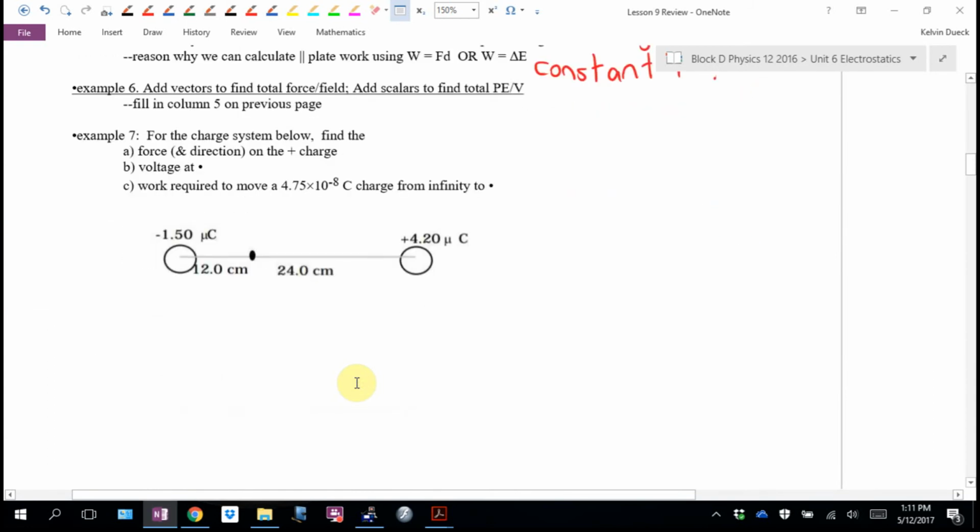So, example 7. What can I ask you if I give you 2 charges? Well, I guess I could ask you the force between the charges. Better yet, I could pick one of the charges and say, don't just tell me the force, tell me what direction it feels the force. So this says, find the force, magnitude, and direction on the positive charge. What does it want me to find? Find the what? Part A? Direction. Yeah, with the force. Thank you. Which force? Electric force. How am I going to find electric force between 2 point charges?